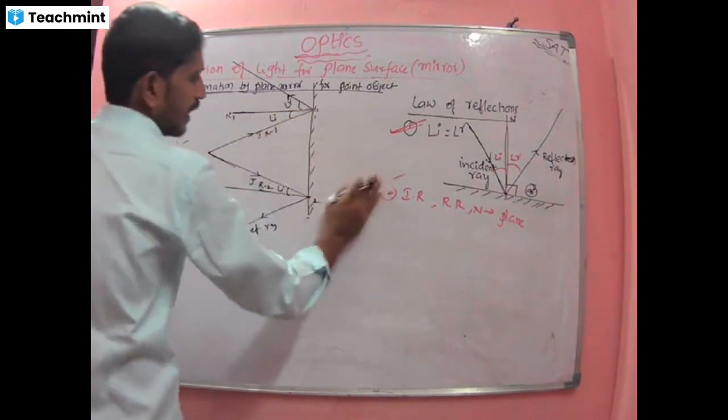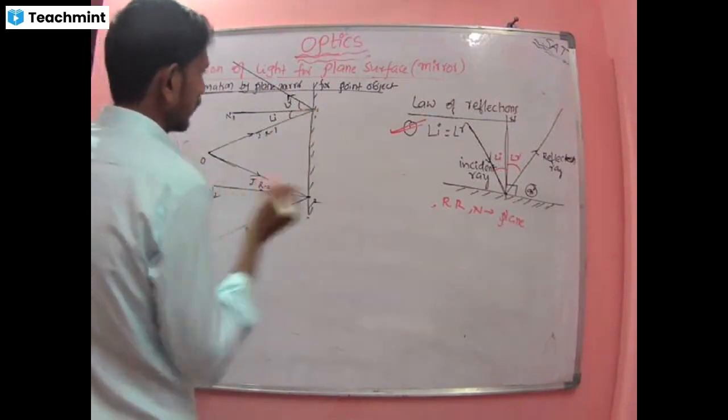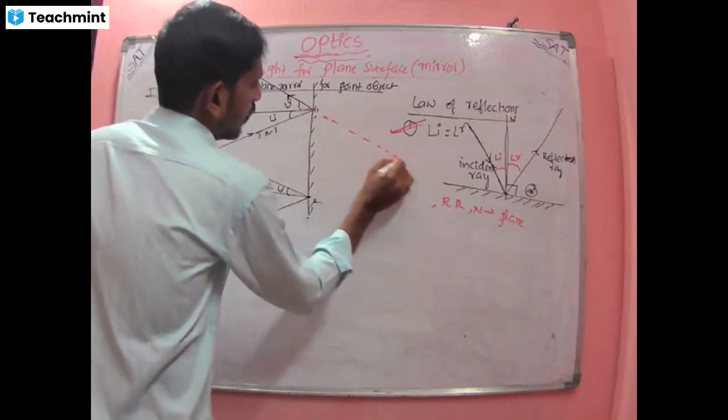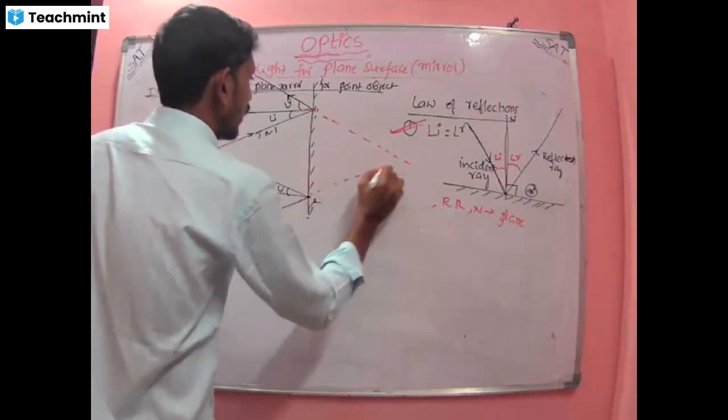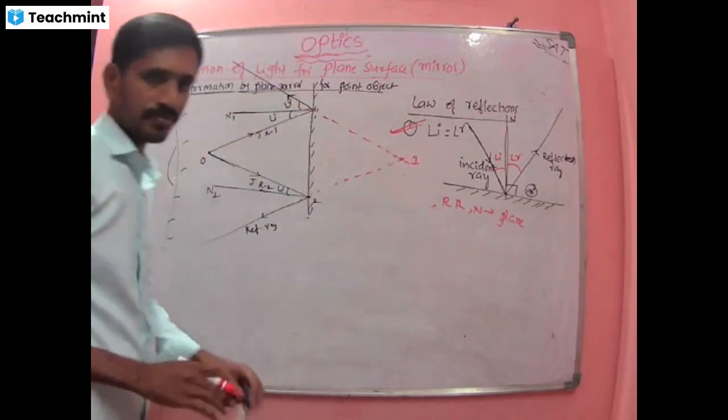If you take the back rays here, this is my back tracing of two reflected rays. So this is my back tracing here. They are meeting here at this point. This point is called an image.